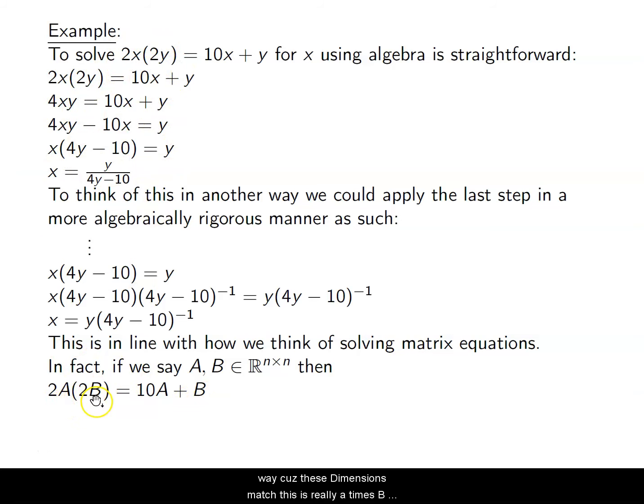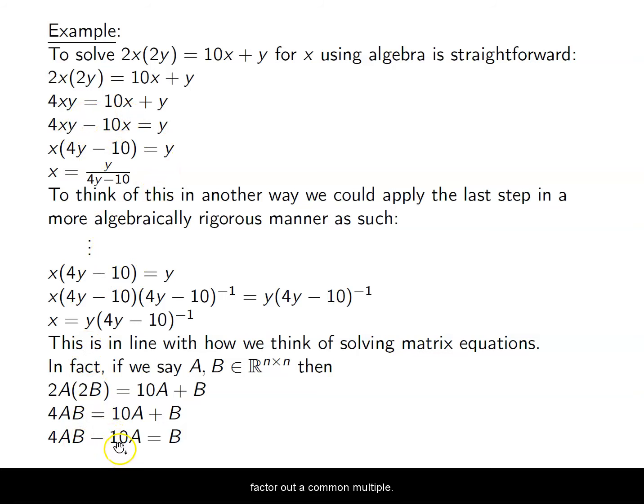This is really a times b times 4, right? Because I can pull out the scalars and multiply the scalars together, and I can multiply the matrices together. Not only that, but the matrices are both square, so the dimensions match up. Here they're both square, so they can be added together as well. The dimensions match everywhere, right? So I'm going to have 4ab equals 10a plus b. Same thing as before. I can subtract my 10a from both sides, okay, just like before.